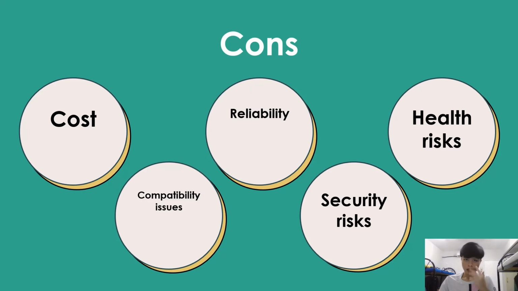So these are the cons of input and output devices. First, it is cost. Some input and output devices can be expensive, especially high-end models designed for specific tasks such as gaming or professional graphic design. Second, compatibility issues. Some input and output devices may not be compatible with certain computer systems or software applications, which can cause issues or require additional setup.